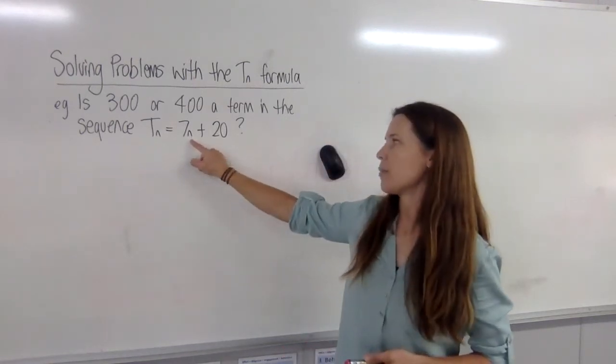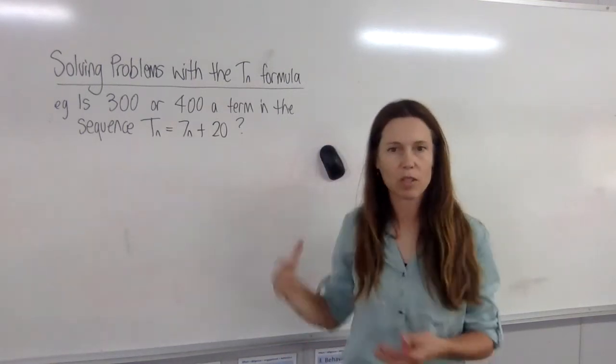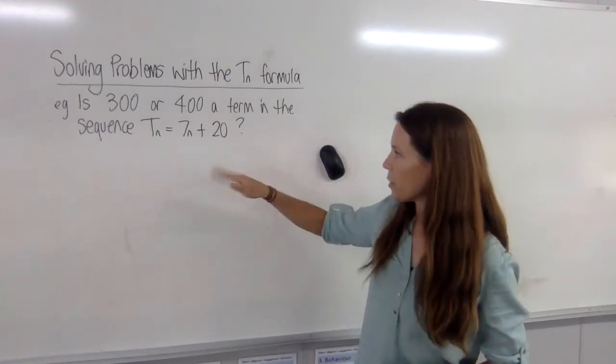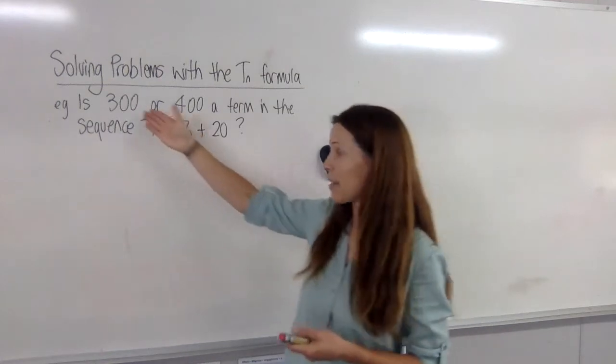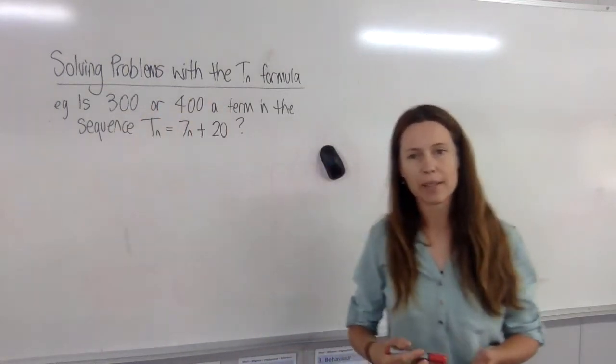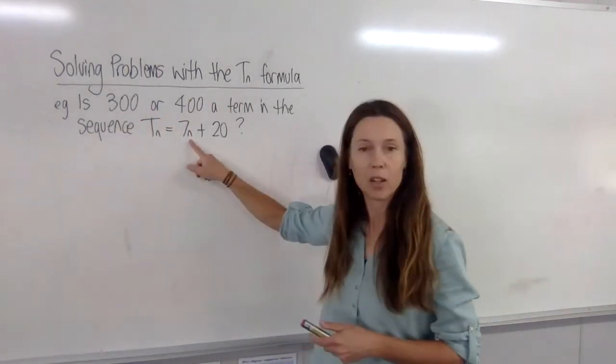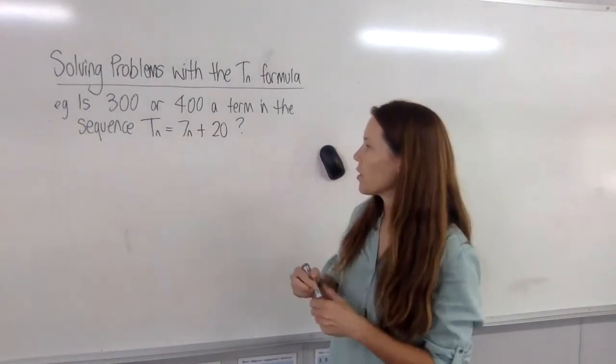Now, when you take a whole number, multiply it by 7 and add 20, you're still going to get a whole number. So what we're really wondering is, can you multiply something by 7 and add 20 and get 300 or 400 as your answer? Now, n will have to be a whole number. That's what we're looking for. So here's how I'd solve it.